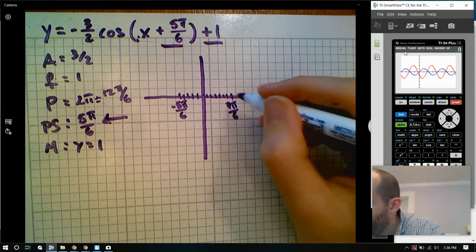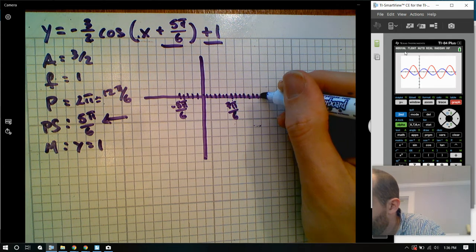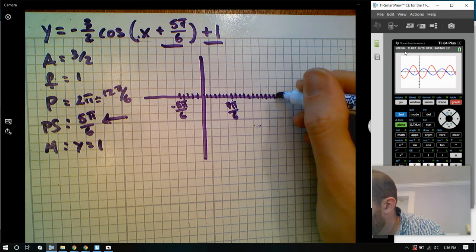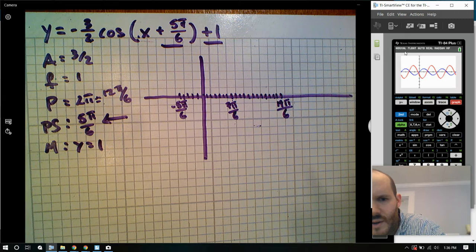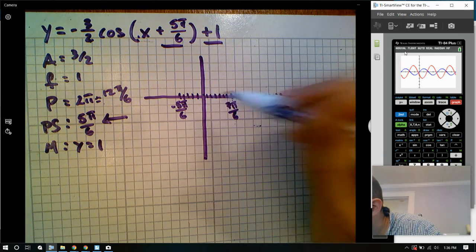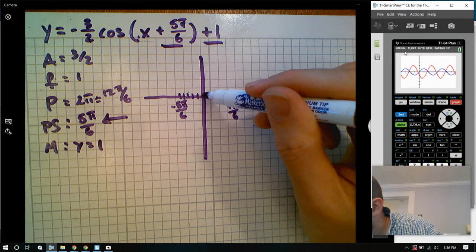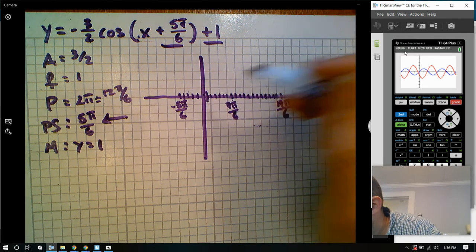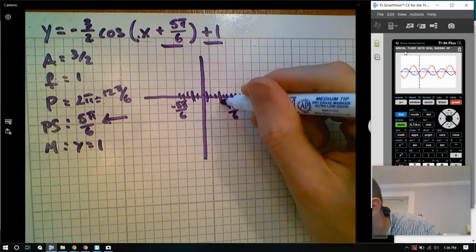I need to get one more period, so I'm going to count off 1, 2, 3, 4, 5, 6, 7, 8, 9, 10, 11, 12. So that should put me at 19 pi over 6. So now I have my graphs. I'm going to divide this period up into 4 equal parts. So since there are 12 in between, I'm going to count up 1, 2, 3, 4, 5, 6 would be right here. And I'll count up 1, 2, 3, 1, 2, 3.